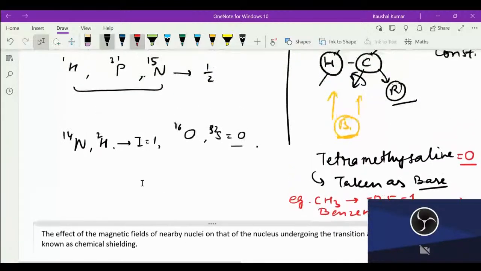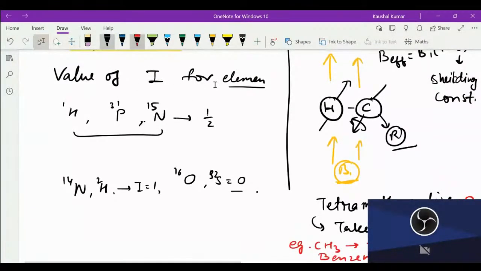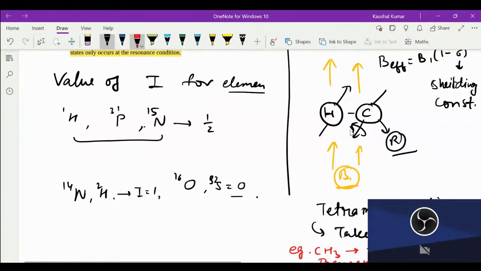Okay. Now you just see how the value of I is for an element. For different elements, the value of I will be different. These are the abundant isotopes which are present and available.